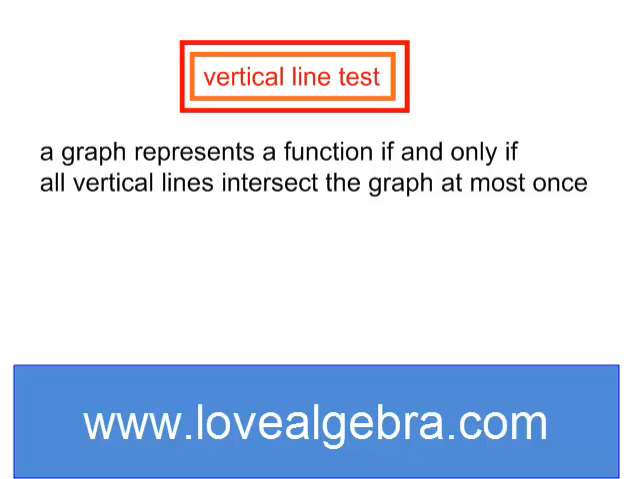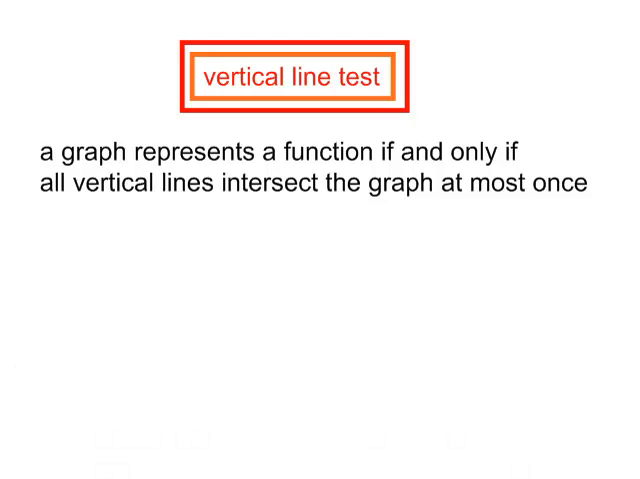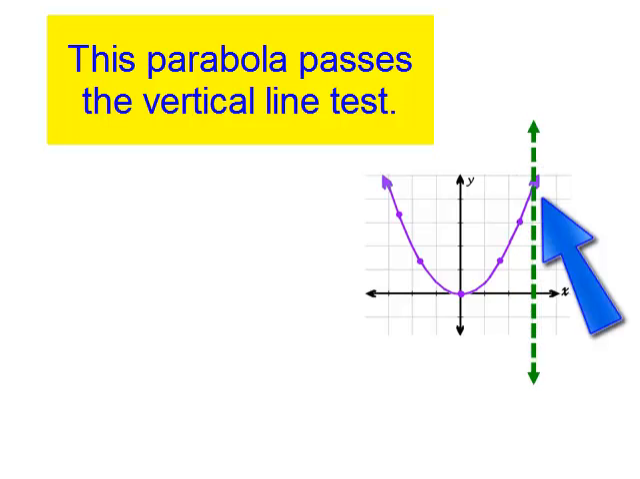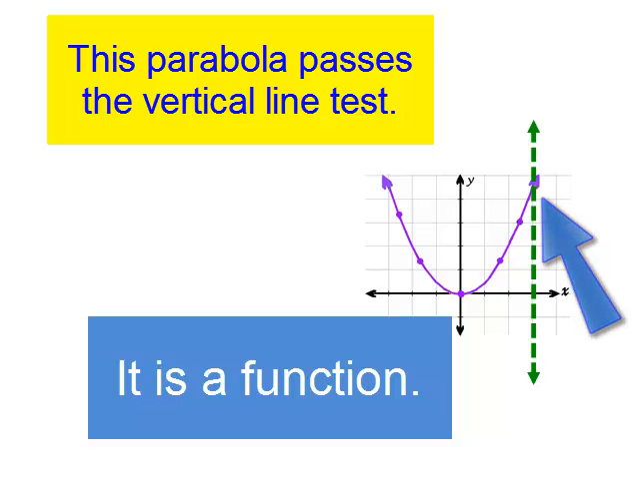Let's talk about the vertical line test. A graph represents a function if and only if all vertical lines intersect the graph at most once. This parabola, at any given vertical line, I am only crossing the parabola, which is the graph, in at most one spot. It is a function.